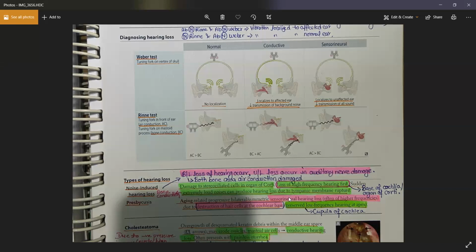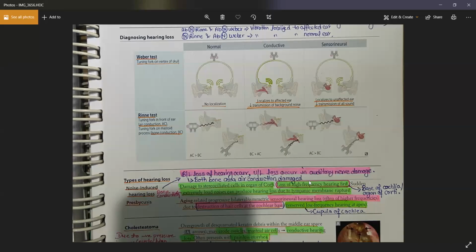Whenever you have any auditory nerve damage, for example, that means a sensory neural hearing loss, it is generally unilateral. So that is another way by which you can differentiate between this noise-induced hearing loss and a damage to the auditory nerve. Because in case of noise-induced hearing loss, you're having a sensory neural hearing loss, right?